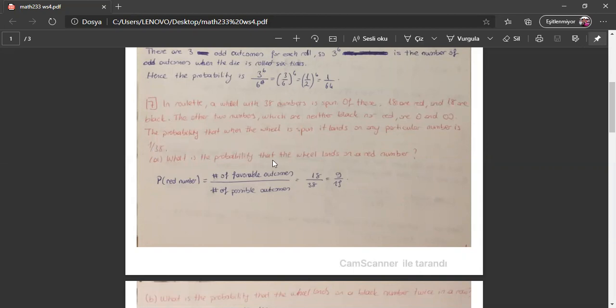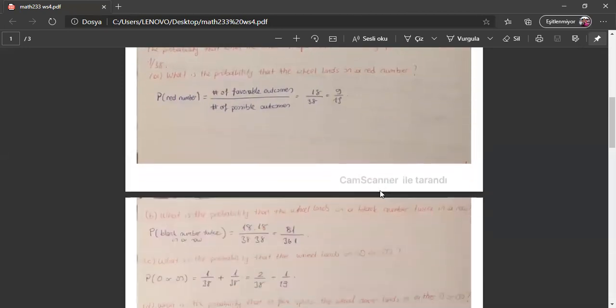So first, we want to compute this probability for the red numbers. As I said before, here we write the favorable, the desirable outcomes. As we want red numbers and we have 18 of them, we write 18 here, and the total is 38. So we have this probability for red numbers.